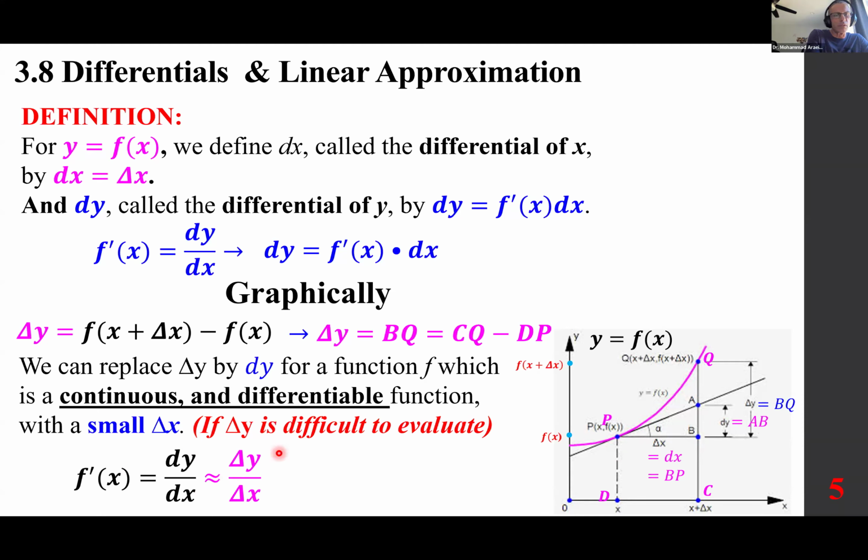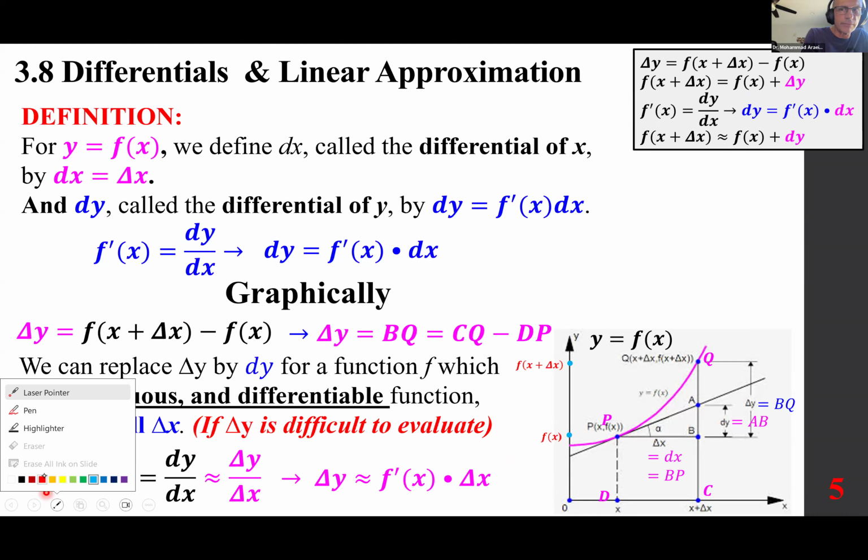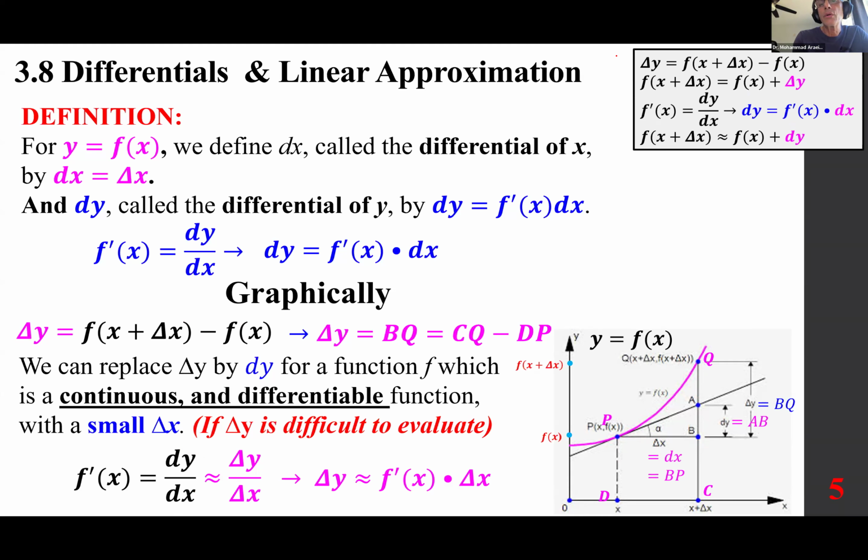So here's the synopsis of that. Starting with this one, delta y becomes f prime of x delta x. Let me give each a number: 1, 2, 3, 4. We're going to look at each case. Number 1 is just what we have here. Now, look at this one. If you move minus f of x to the other side, it becomes plus f of x. So f of x plus delta x is f of x plus delta y. So from number 1, we can come up with number 2.